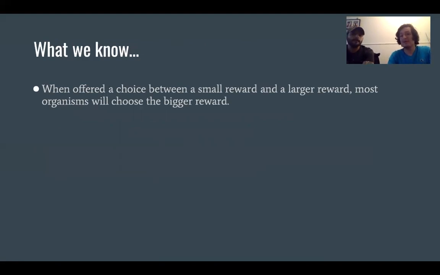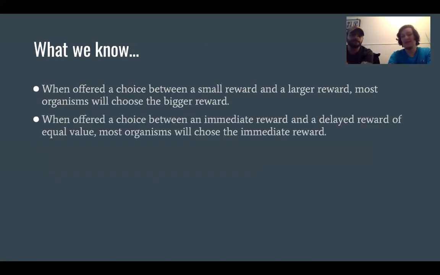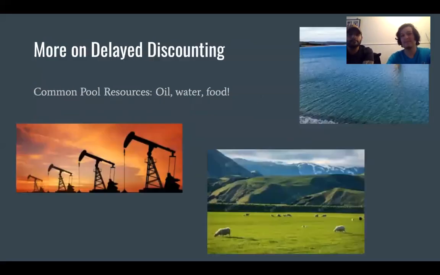If I offer someone a choice between a smaller reward and a larger reward, but both are presented immediately, of course, the rational choice is going to be to choose the bigger reward, right? However, if we offered a choice between an immediate reward and a delayed reward of equal value, most organisms are going to choose the immediate reward, right? These are general findings that most studies in this literature area have found.